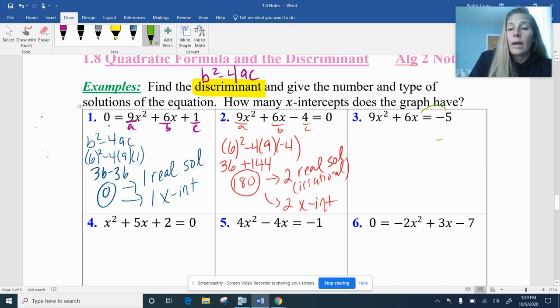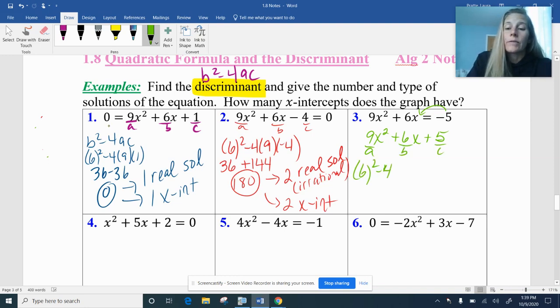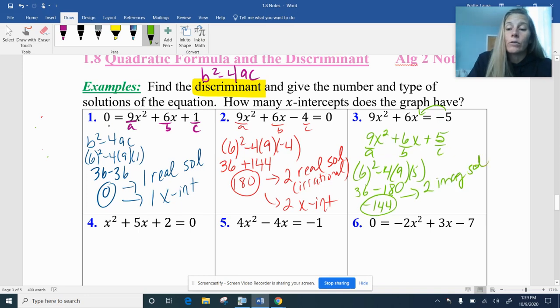Okay, the next one, we have to move that 5 over to the other side first. You have to make sure that it's equal to 0 before you attempt to identify your a, b, and c. So now I can do 6 squared minus 4 times 9 times 5, 36 minus 180, and that gives me, I believe, negative 144. So because I have a negative, that tells me I'm going to have 2 imaginary solutions, which means I will have no viewable x-intercepts.